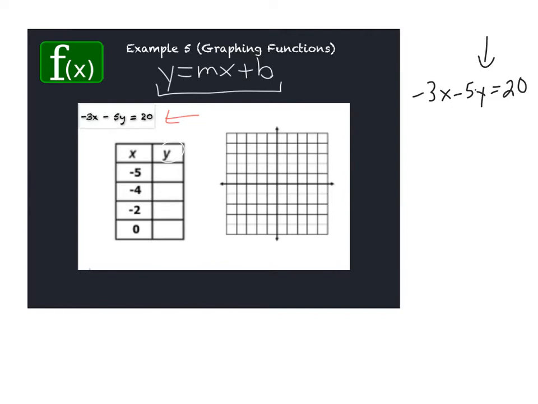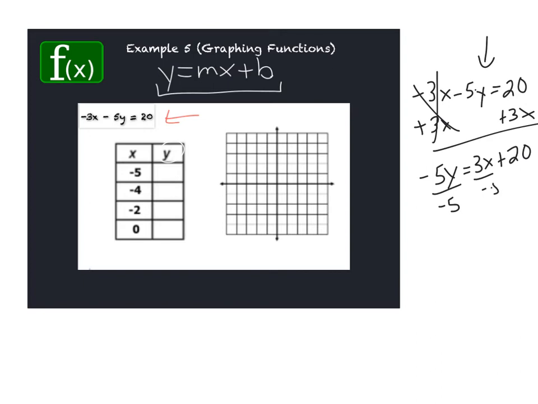So we would want to get rid of the entire negative 3x. We want to change the entire negative 3x to a 0 to get rid of it. So we'd have to add 3x on both sides. And if you do that, you'd be left with negative 5y, because that would cancel out, equals 3x plus 20. Okay? Y is not by itself yet, so we'd have to divide by negative 5 on both sides of this equation. And if you do that, you would get y equals negative 3/5 x minus 4.